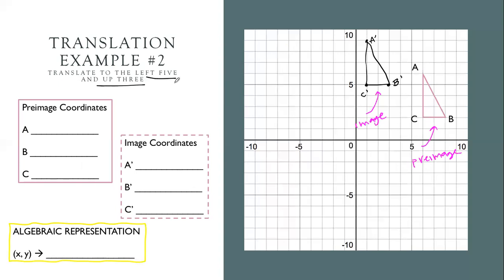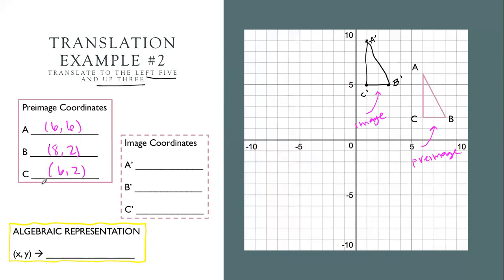All right. So let's say, where's A at? Where's A? 6, 6. Where's B? 8, 2. And where's C? 6, 2.